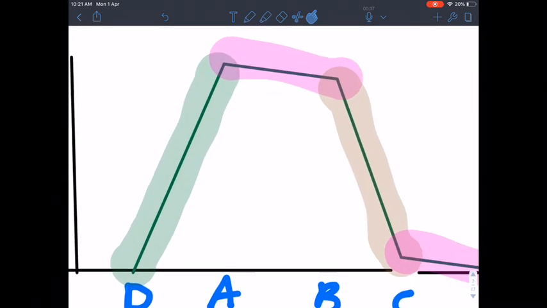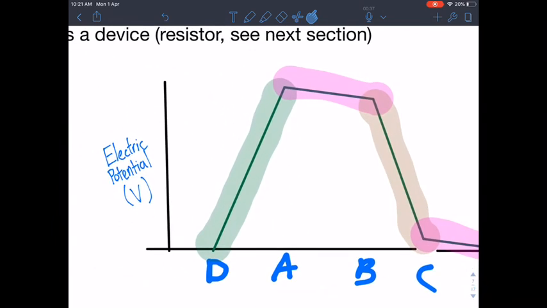And so what we're doing here, and what you're going to do in your lab, is we're comparing the electric potential energy at point D to the electric potential energy at point A, and we're seeing that there's this increase in electric potential energy over that part. There's a slight drop from A to B, and there's a big drop from B to C.